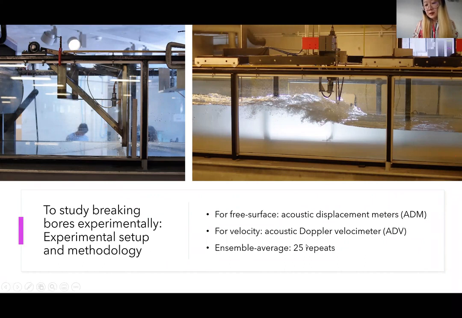And because the flow is unsteady and rapidly varying, it is not possible to do time averaging in this case. So we have to repeat the experiments a lot of times. Here we use 25 repeats. According to previous studies, where a sensitivity analysis was carried out, we determined that 20 repeats is the minimum requirement to get most of the turbulent characteristics right.